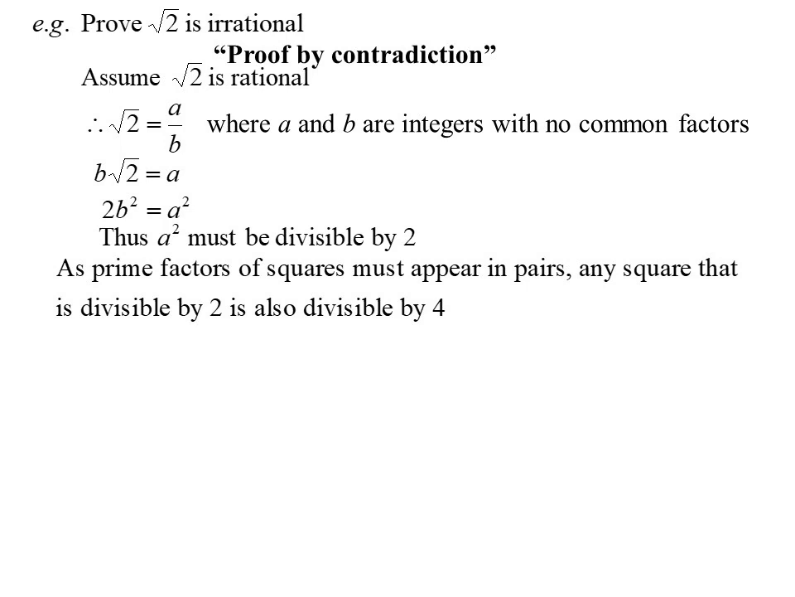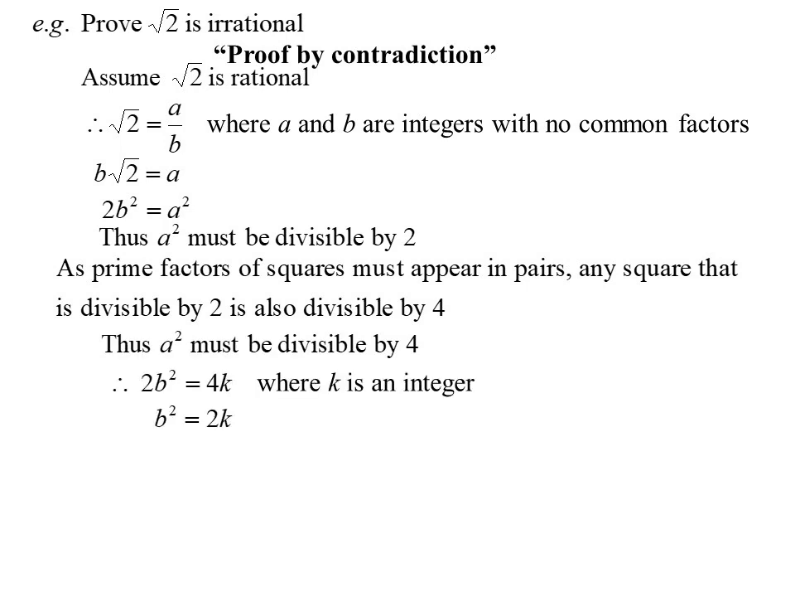So that means that any square that's divisible by 2 must also be divisible by 4, because that factor of 2 will appear there twice. So a squared must be divisible by 4. That means 2b squared, because we said 2b squared was a squared, is equal to 4k, which means b squared is equal to 2k. Hang on, a squared was equal to 2b squared. B squared is equal to 2k.